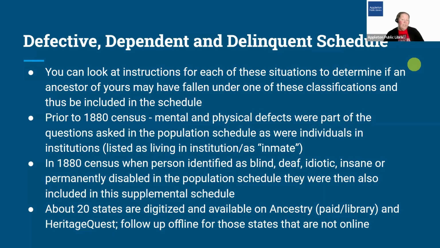So there's about 20 different states that are digitized and available online for the schedule. And those are going to be available on Ancestry, either the paid edition or the library edition, and on Heritage Quest. And you're, of course, going to follow up offline for those states that are not online if this is something you want to learn more about.